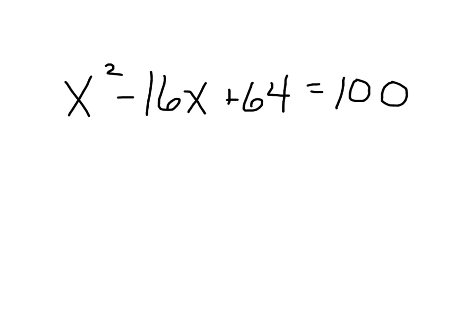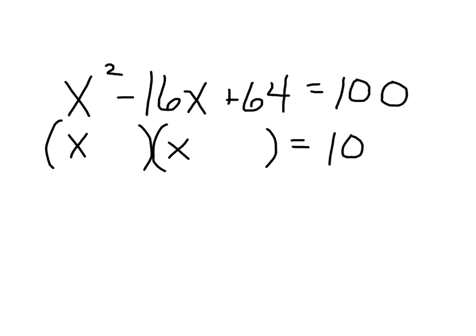Not going to divide it. We're going to factor it. Okay? What times what gives me x squared? What times what gives me 64 but adds up to be negative 16? Negative 8 and negative 8. Do you see that I have the same group twice?